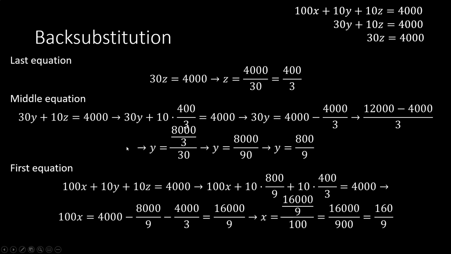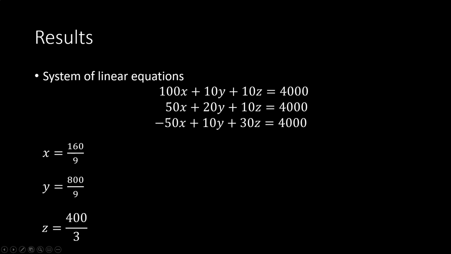So we can take z, isolate for z, and figure out it's 400 divided by 3. In the middle equation, we just insert the z we figured out before and isolate to find y, 800 over 9. And in this case, again, we just insert y and z, isolate for x, 160 over 9. So for this system of linear equations, the result is x equals 160 over 9, y equals 800 over 9, z equals 400 over 3.